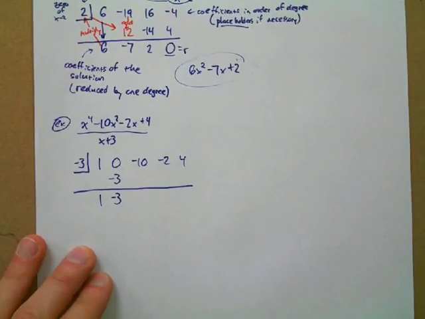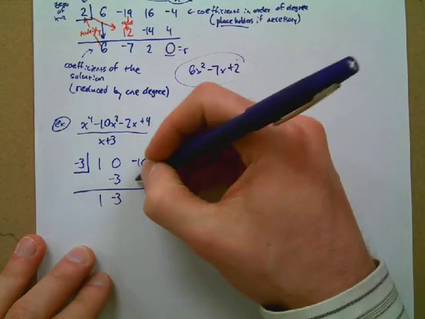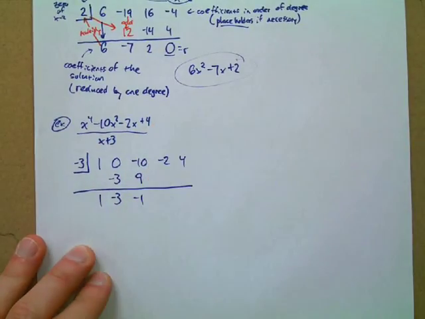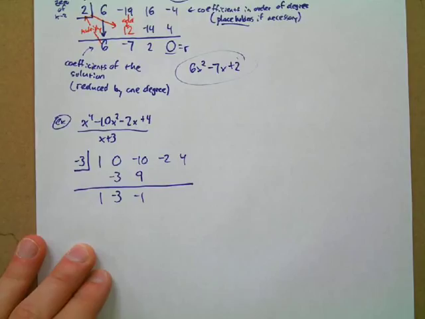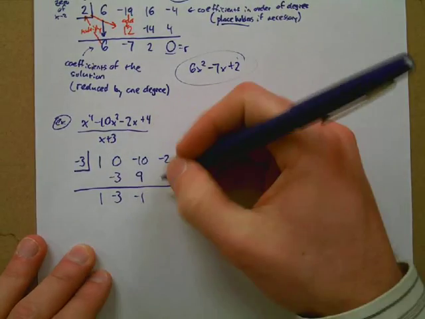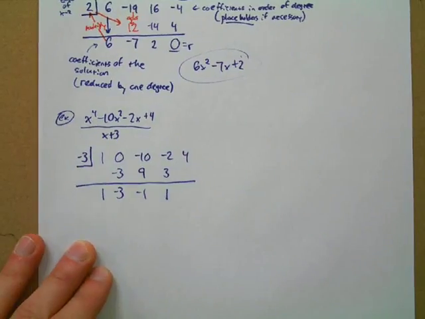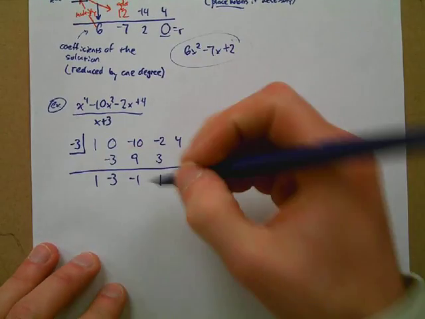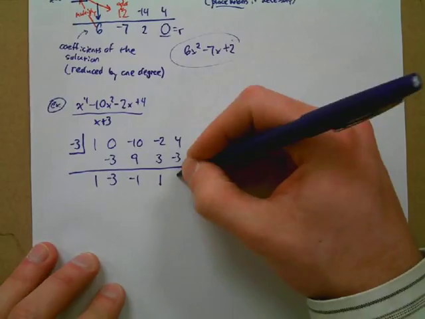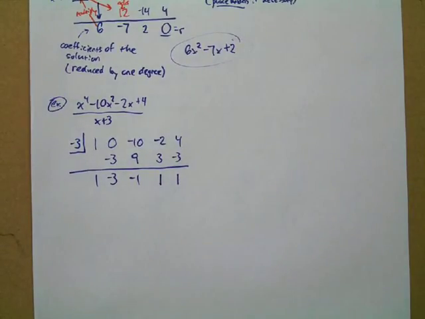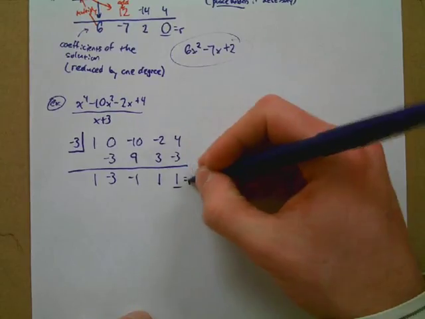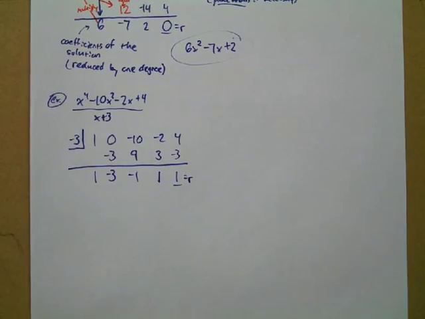Now we have a remainder. So that means we have x cubed minus 3x squared minus 1x plus 1 plus 1 over that x plus 3, because again that remainder of 1 means we still have to divide that by x plus 3. And there's our simplified version there. Questions on any of that?